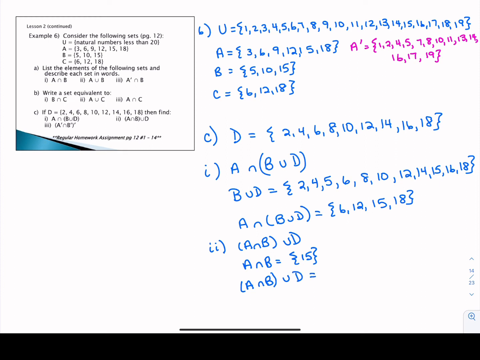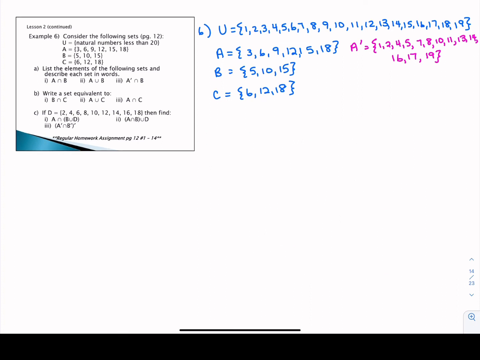So what that means is it has to be in our intersection between A and B, or it needs to be in set D. Essentially, if you look closely, it's basically going to be set D with one additional value. We're going to throw 15 in that mix as well. So 2, 4, 6, 8, 10, 12, 14, 15, 16, and 18 would be the elements in (A intersect B) union D.